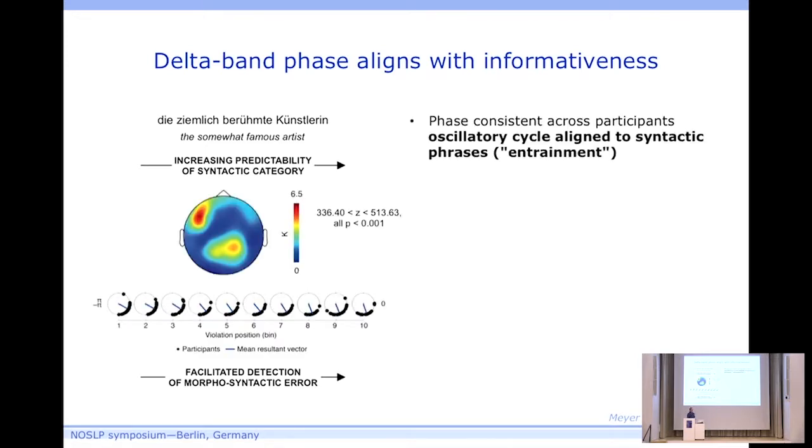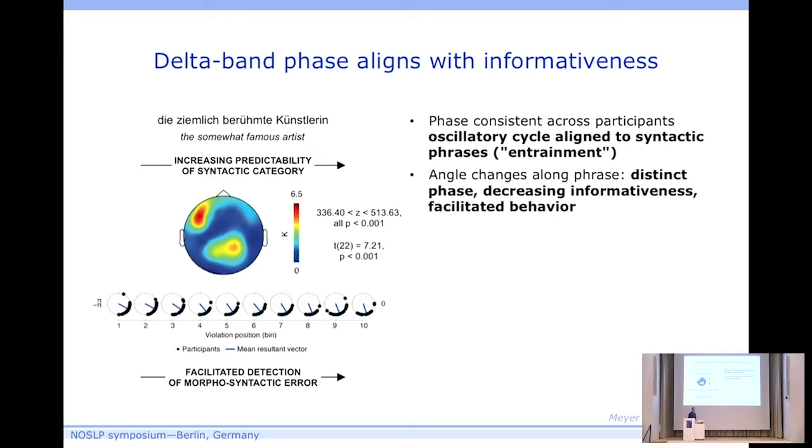In the topography, basically, this is the topography of the phase concentration parameter of the bandpass filtered signal averaged across the 10 violation time points. And what you can see is that the concentration of phase across participants in the delta band is highly significant here across the whole syntactic phrase, and it's there in every single one of those 10 bins that we saw, right? And this could be taken as evidence that there was an alignment between the syntactic phrases and the oscillatory cycle. Okay, so this is just a replication so far.